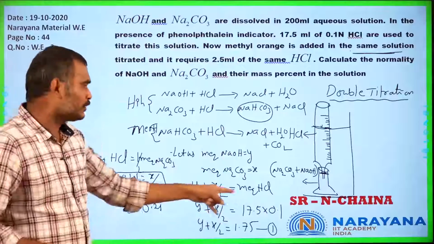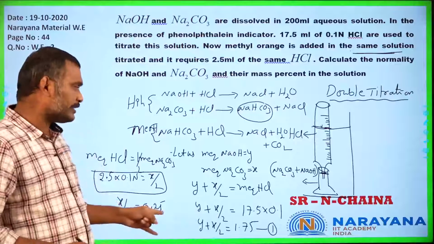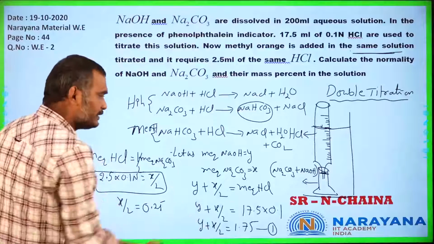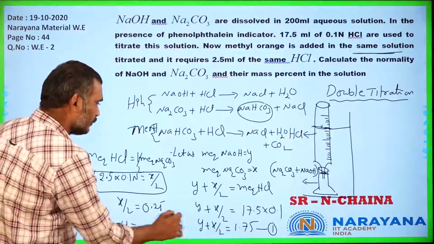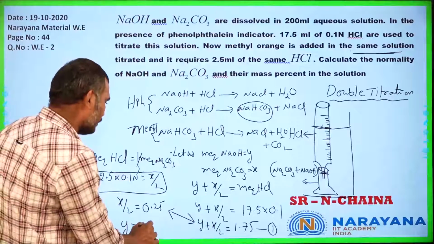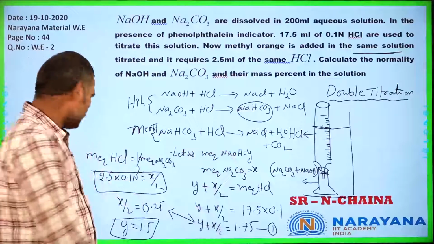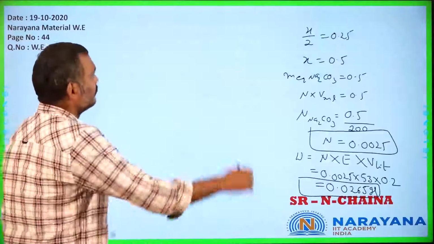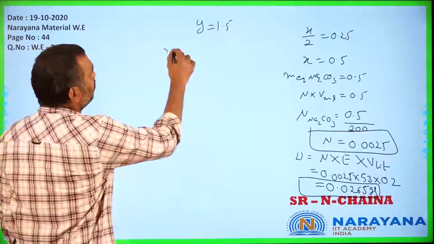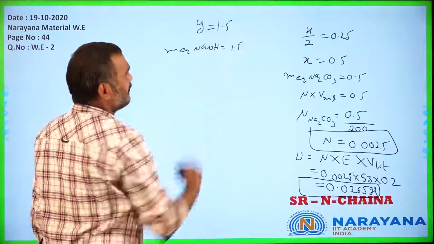of HCl. So, I got that Y plus X by 2 is equal to 1.75. X by 2 is equal to 0.25, is it right? Now Y is equal to, from these two equations, you substitute X by 2 value, that is equal to 1.5. What is the meaning of Y? Y is nothing but milliequivalence of sodium hydroxide. Y is equal to 1.5.